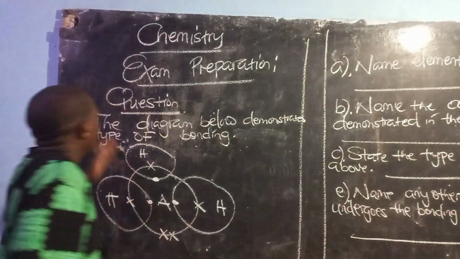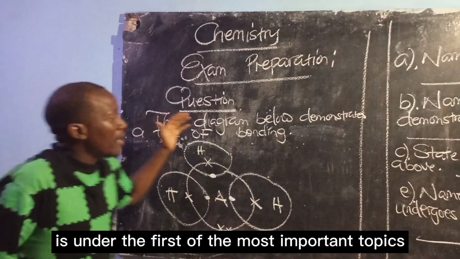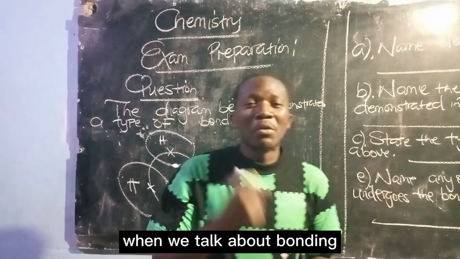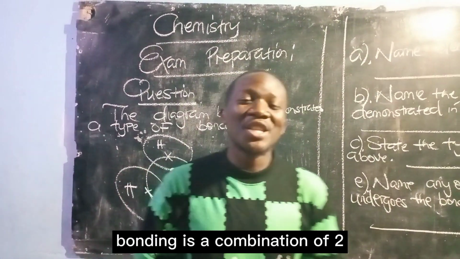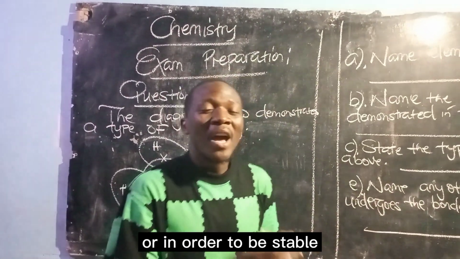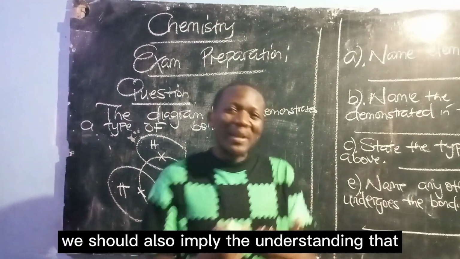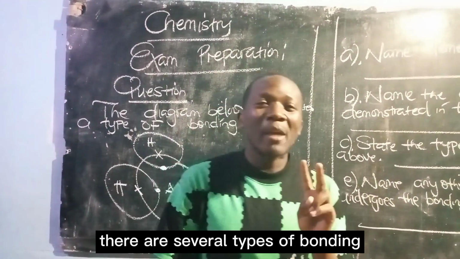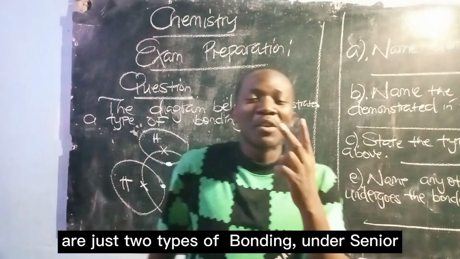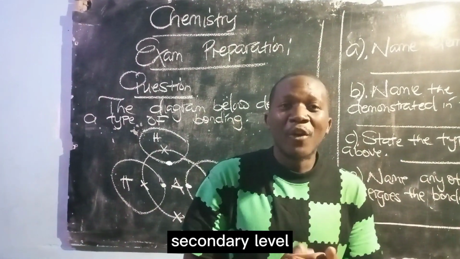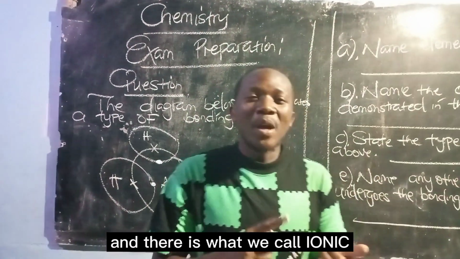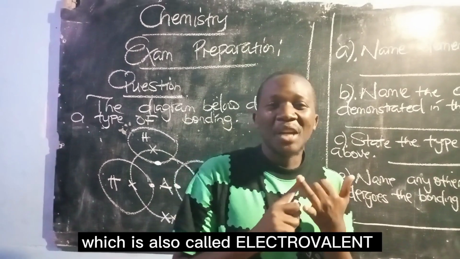So let's begin. The question is under the first of the most important topics, which is called bonding. When we talk about bonding, bonding is a combination of two or more elements for stability, in order to be stable. Having to understand that, we should also imply the understanding that there are several types of bonding. Basically, what are targeted in chemistry are just two types of bonding under senior secondary level, and these are molecular bonding, which is also called covalent, and what we call ionic, which is also called electrovalent.